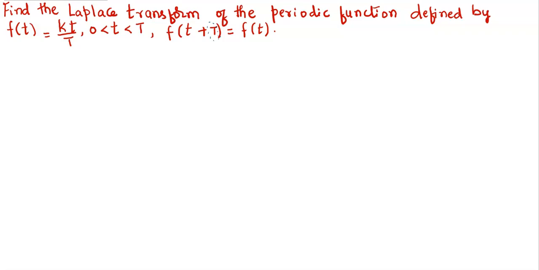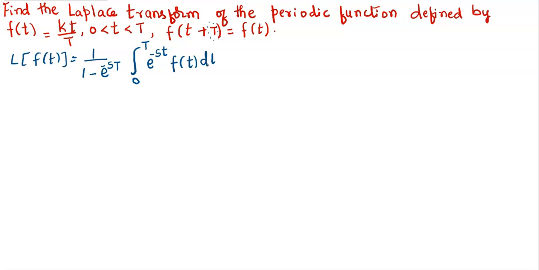By the definition, the Laplace transform of a periodic function is one over 1 minus e to the power of minus s into capital T, integral 0 to capital T, e to the power of minus s into t, f of t with respect to t.